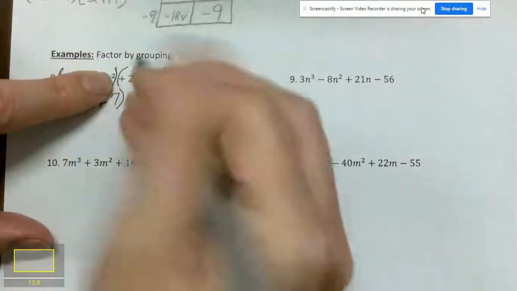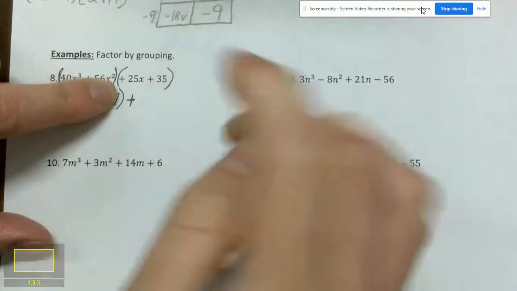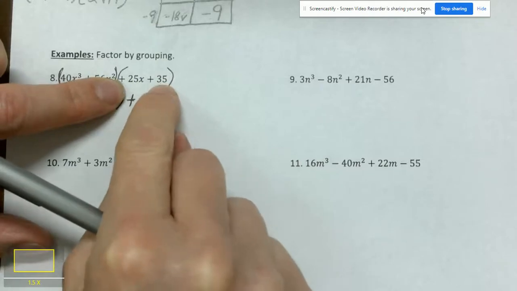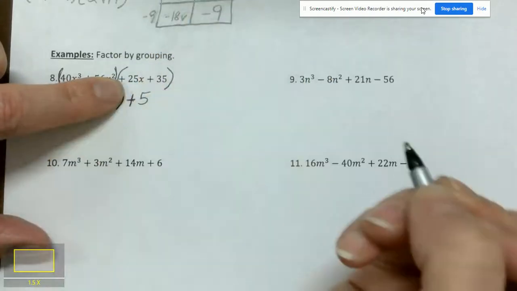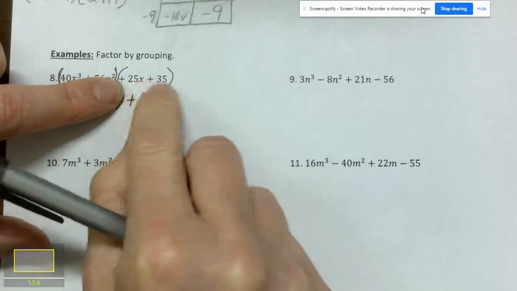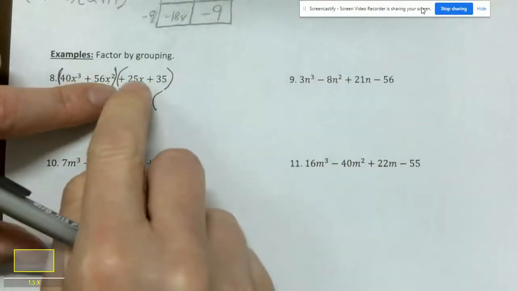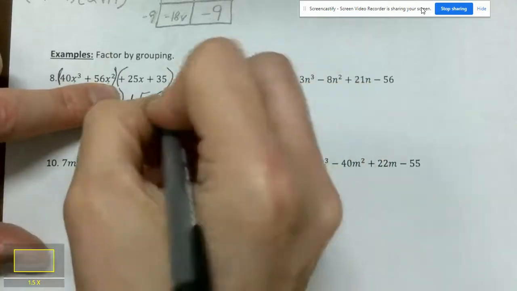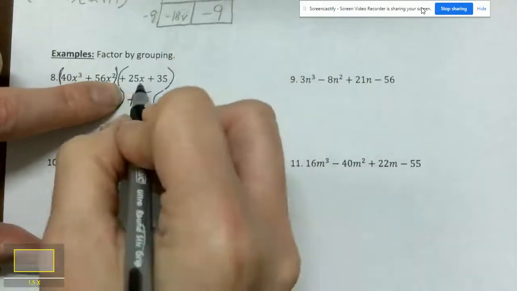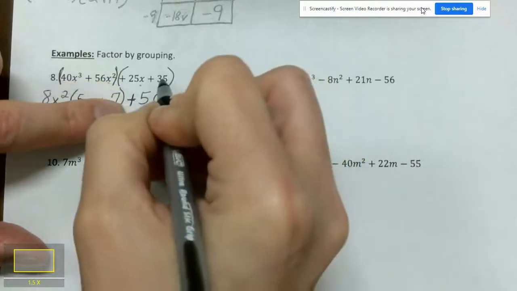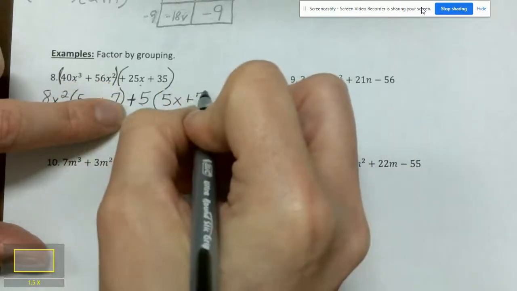Now I've got a plus sign there, so I'm going to put plus. And 25 and 35, the greatest common factor of those two numbers is 5. There's not an x in both places, so I can't take out an x. All right, 25 divided by 5 is 5. And I've still got that x there that I can't get rid of. Plus 35 divided by 5 is 7.